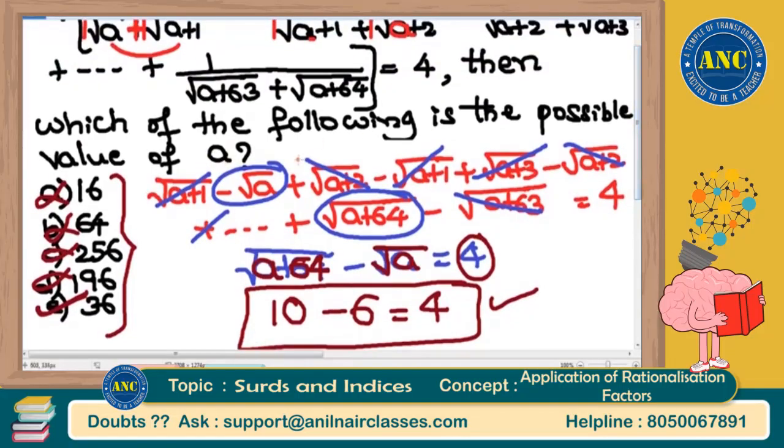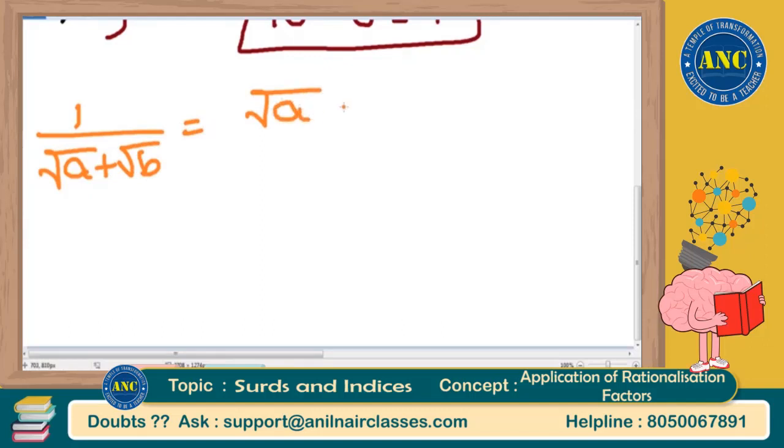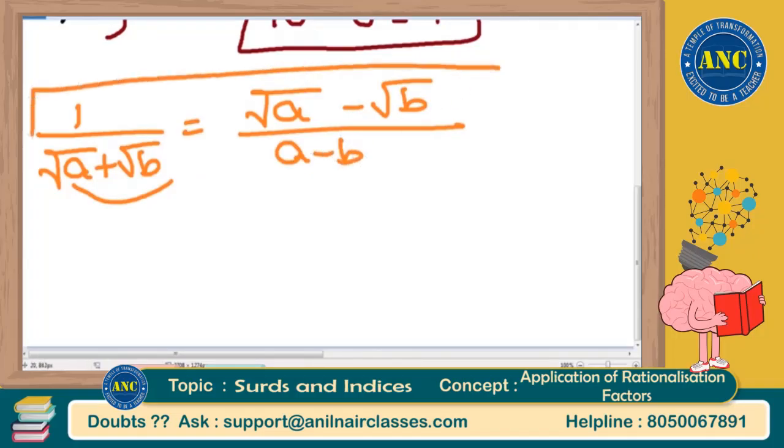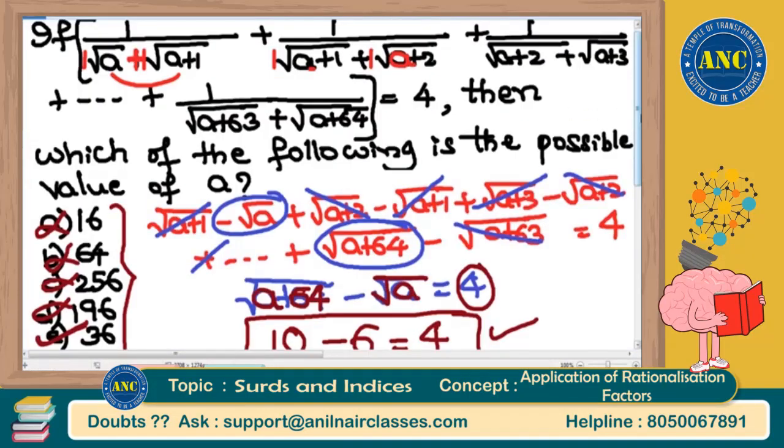Simple, right, sir? This technique is very important. 1 by root of a plus root of b, if it is there, directly you can write it as root a minus root b, and the denominator is a minus b. Directly you can write this. This idea should be very clear. This holds if the coefficients of these surds are 1; if it is not 1, solve it. Simple. The idea should be clear, sir, for everyone.